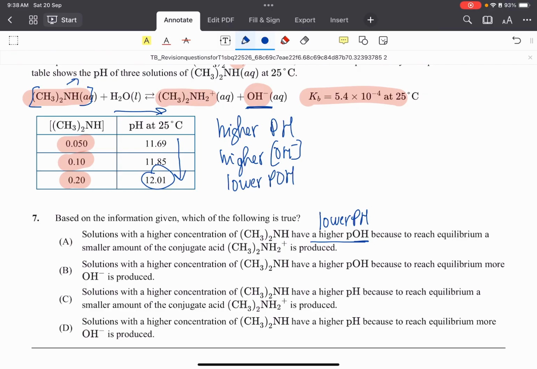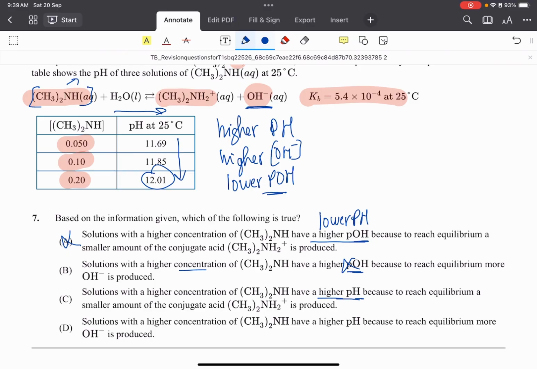These are the keywords I'm looking for. So it's not A, "Solution with a higher concentration of this base has a higher pOH." No, we need to choose a lower pOH. "Solution with a higher concentration has a higher pH."